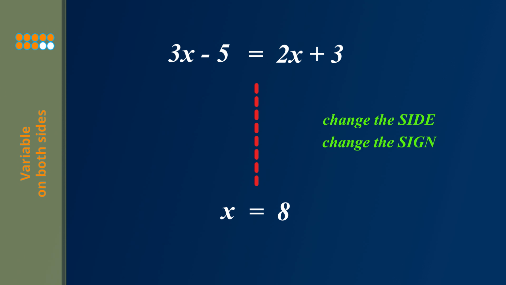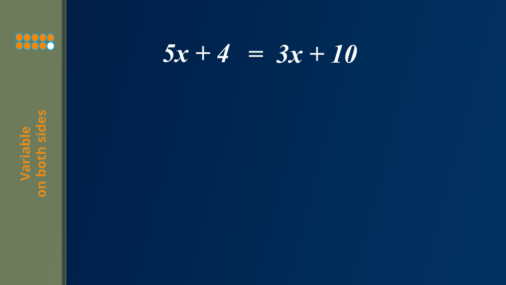Here's a quick tip. If you change the side, you change the sign. That means that if you have to change the x's and the numbers to the other side of the equation, you change the sign from positive to negative or from negative to positive. Here's another example to explain this very helpful tip.